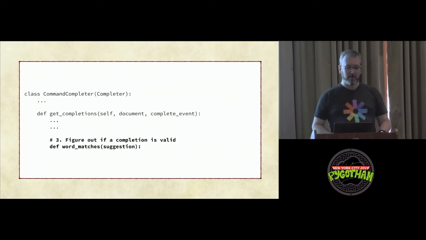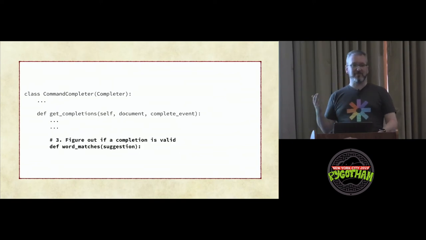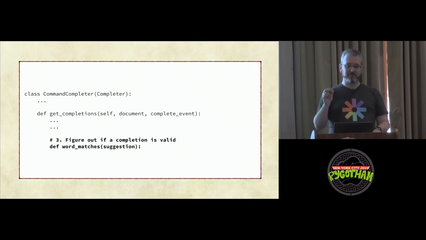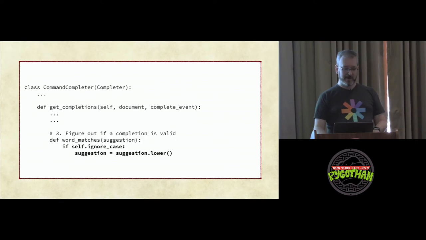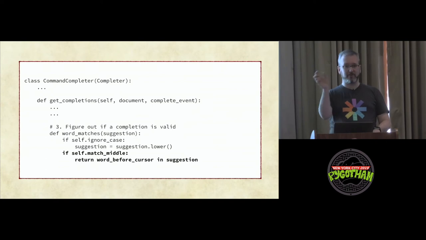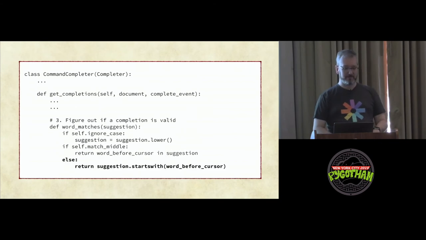Okay, cool. So now we make a quick function to see if the typed text matches up with a suggestion option, or more to the point, to see if a suggestion option matches up with the typed text. So we'll use this to know what suggestions to show the user and change them as they type. We can customize how the matching works, either ignoring the case or matching from the middle of the string rather than the beginning of the string. So we'll pass that suggestion in and see if it matches the word that's been typed so far. Otherwise, we'll return with the start position, matching it from the start of the word.